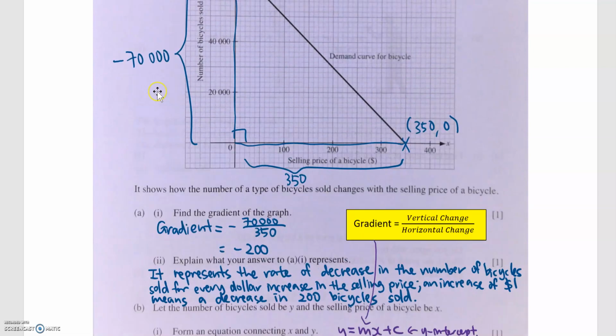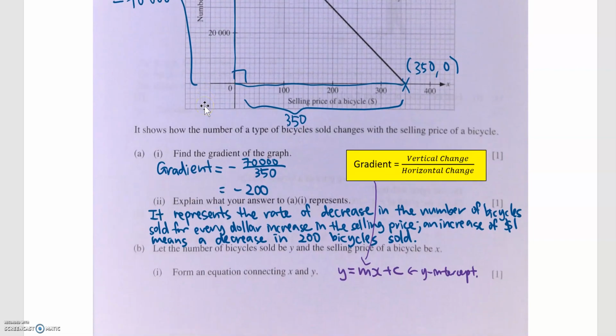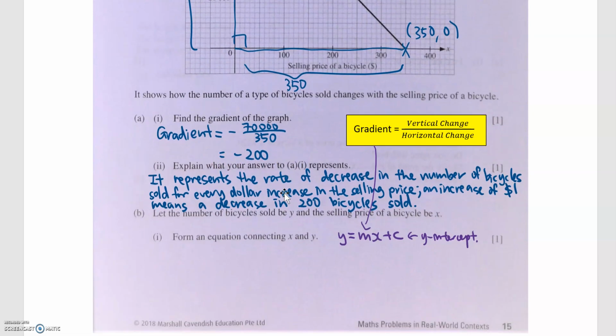So if you go back to the graph and take a look, the y-intercept is 70,000. The gradient we have found in part A, which is negative 200. So my answer for this will be y = -200x + 70,000.